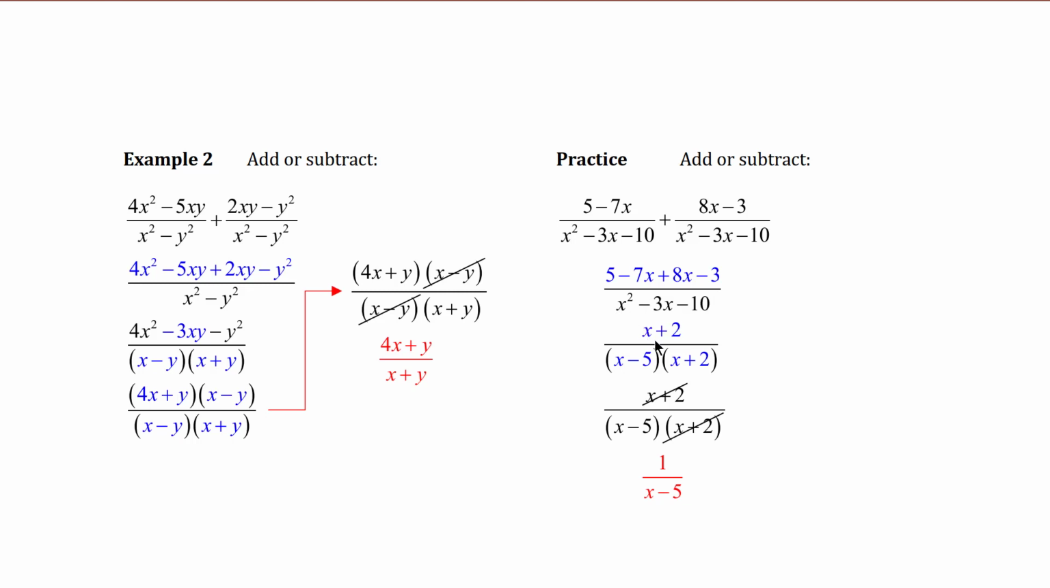The result is x plus 2 divided by parentheses x minus 5 times parentheses x plus 2. From here, we could cancel out our common factors of x plus 2. We get our final result, which is 1 divided by x minus 5.